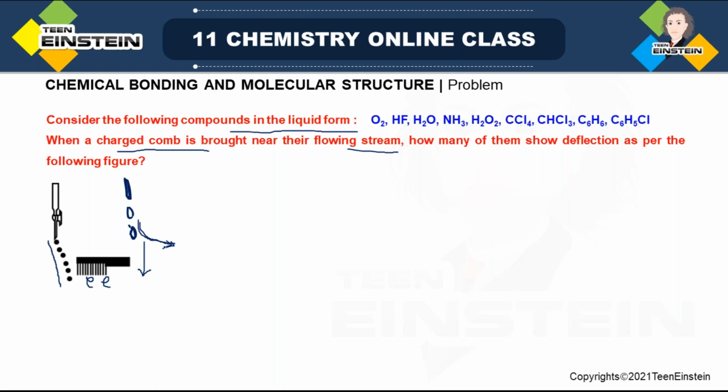If it were directly asking which of all these molecules in blue color that you are seeing here will have some dipole moment, then it is a very flat, straight question. But it is asking in a different way. It says all of them are in liquid form, flowing dropwise from a burette, and how many of these molecules will show deflection when you take a charged comb near them. So it is another way of asking how many of these molecules will have dipole moment.